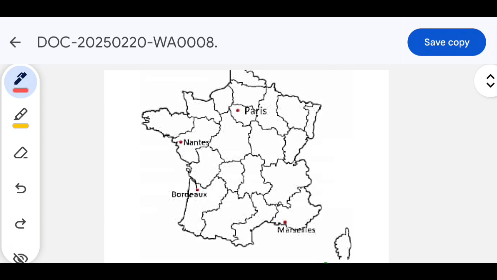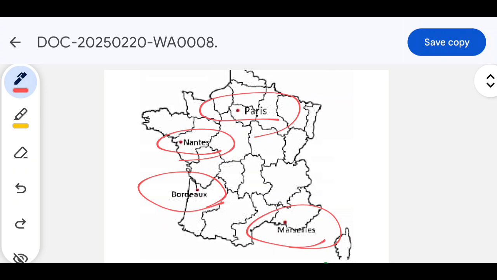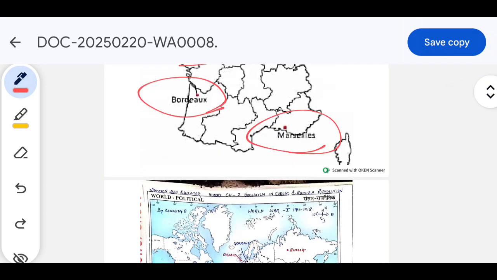So first place you can see is Paris. Paris is actually the capital city. Then we have second place Nantes, and the third one is Bordeaux. Then comes your Marseilles. Now Nantes and Bordeaux were the port cities from where trade used to happen, and Marseilles was the place from where the national anthem of France was written. So these 4 places are important.